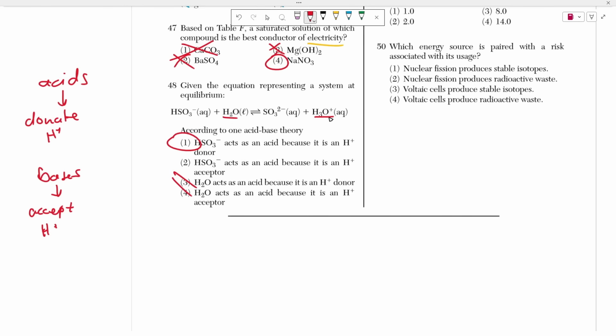Where did it get the extra H from? Well, it had to have been donated by the HSO3. The proton was gained from the HSO3 because it donated it to the H2O to form H3O, or hydronium.